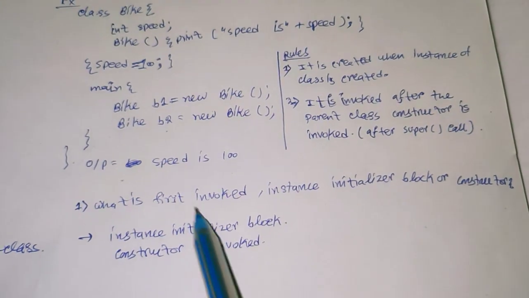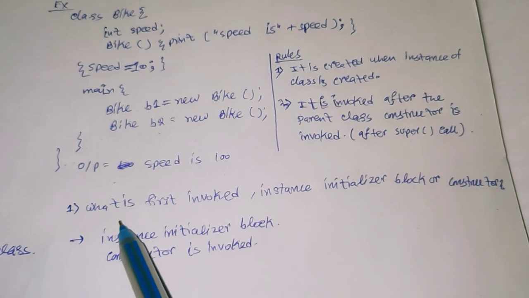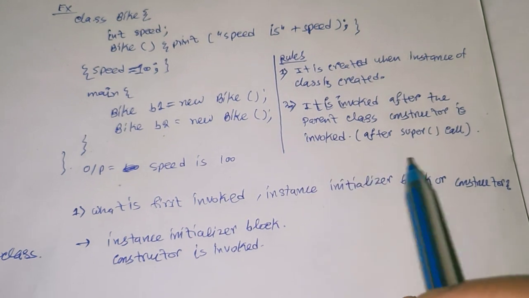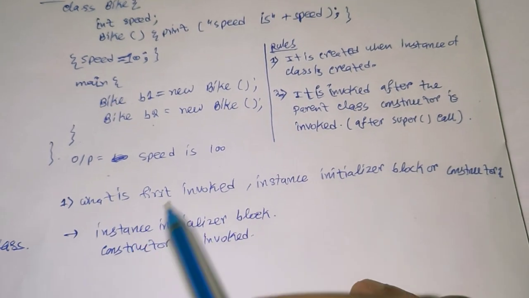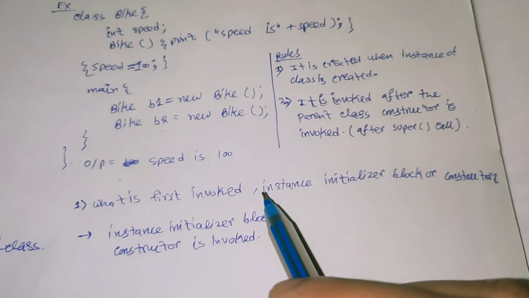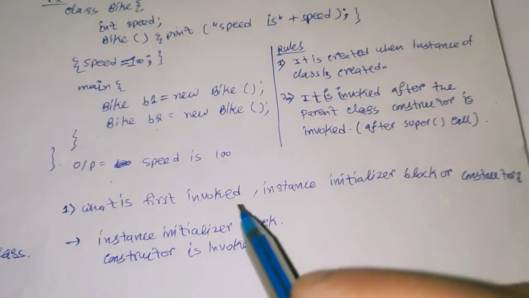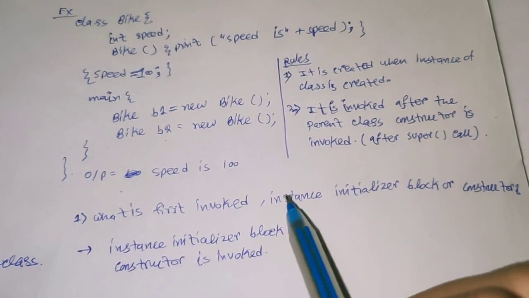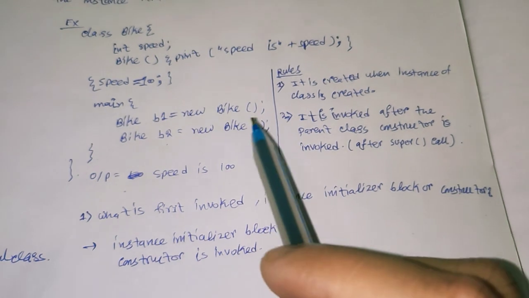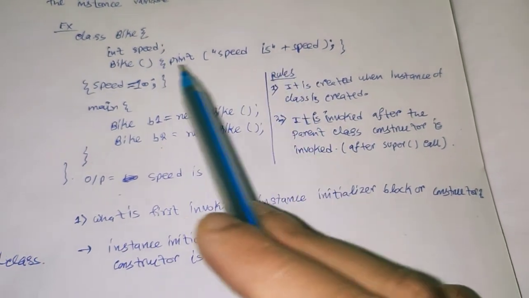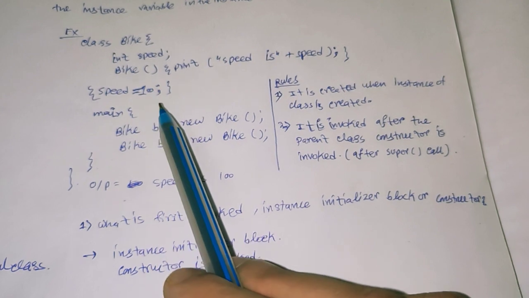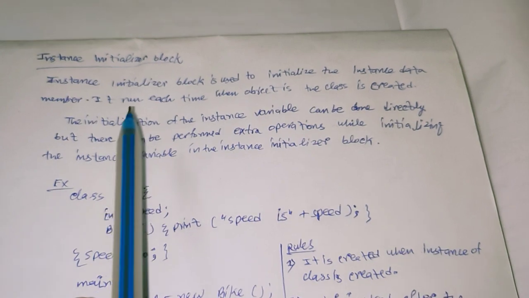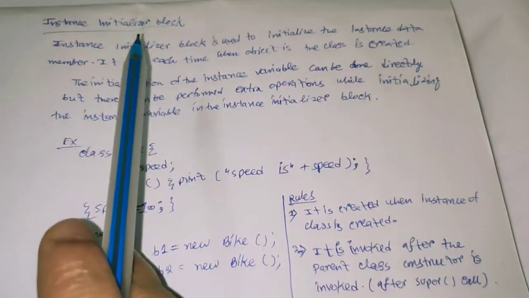So what is invoked first, instance initializer block or constructor? First the instance initializer block will be executed, then only the constructor is invoked. Means first is the parent class constructor, then the instance initializer block, then the current class constructor will be executed. Whenever we create an object, for every object the instance initializer block is executed, and this will be printed for the constructor call. So in that fashion the instance initializer block will be executed.